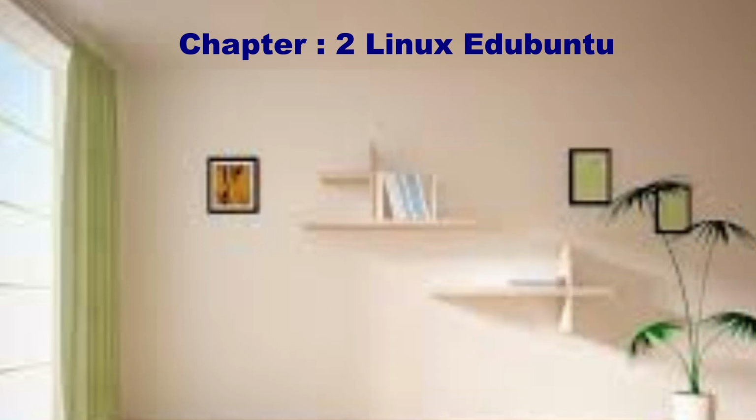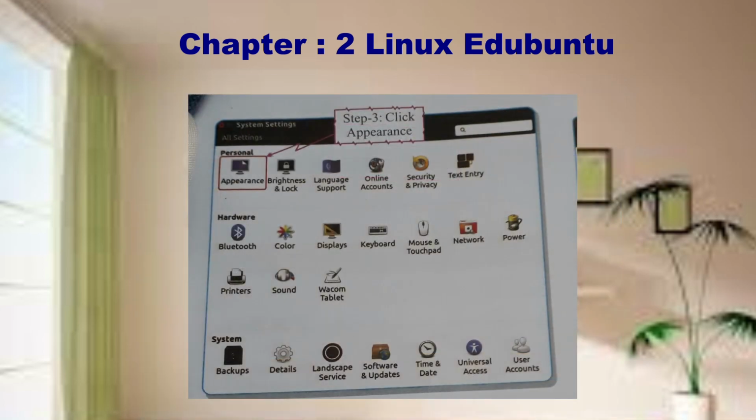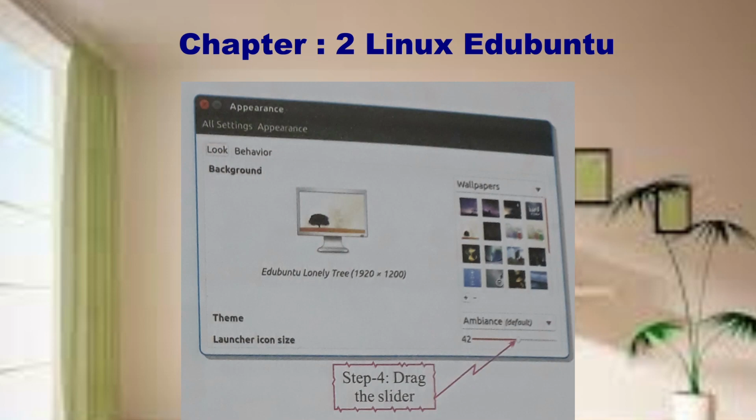Now, how can we change the size of launcher icons? To change the size of launcher icons, we have to follow 4 steps. First, click System menu icon at the very right of menu bar. Then select System Settings. The System Settings window appears. In the Personal section, click Appearance. Then we will get the Appearance dialog box. Drag the launcher icon slider to increase or decrease the size of the icon.